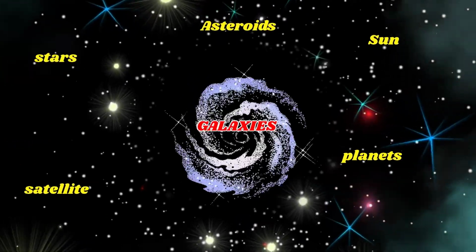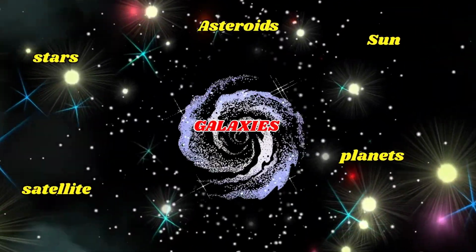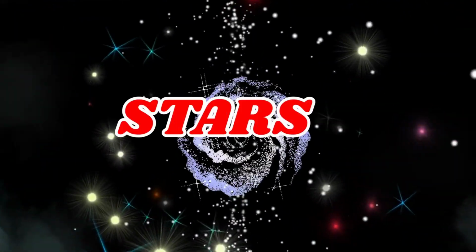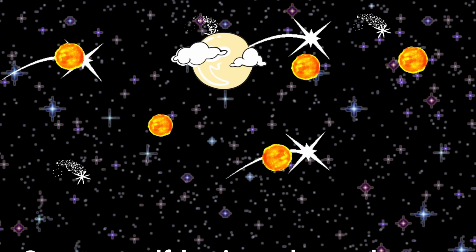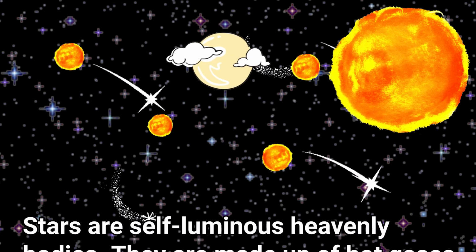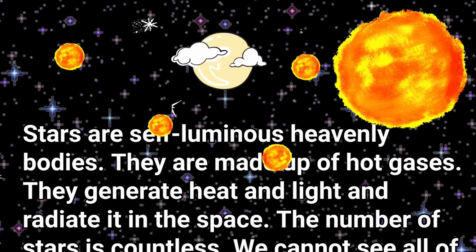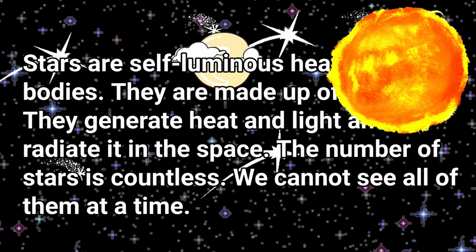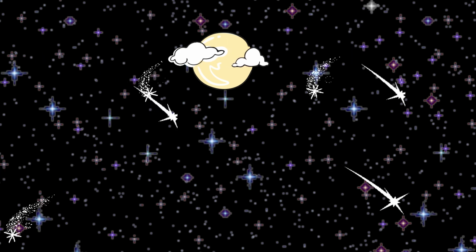As we know, there are different types of celestial bodies in the universe. Let us learn more about some of them. Let's know about the stars. Stars are self-luminous heavenly bodies. They are made up of hot gases. They generate heat and light and radiate it in the space. The number of stars is countless. We cannot see all of them at a time.